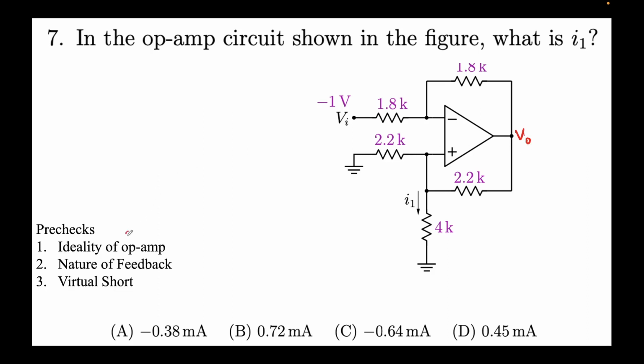Again, the pre-checks. We'll assume the op-amp to be ideal if nothing is said about it. This means R out is 0, R in is infinity, and I in is 0. This means no current flowing here, no current flowing here. Nature of feedback: feedback means the output is connected to the input side. Again, you can see it's connected to both sides, but there is a negative component.